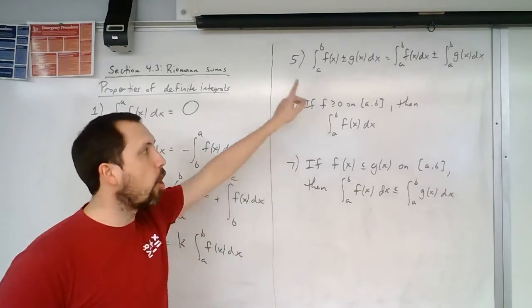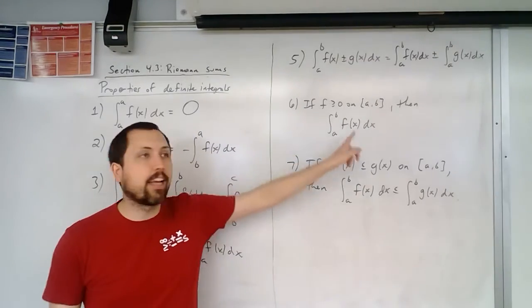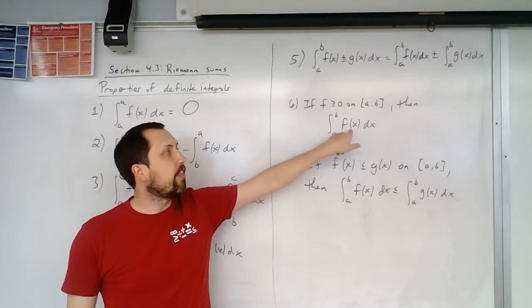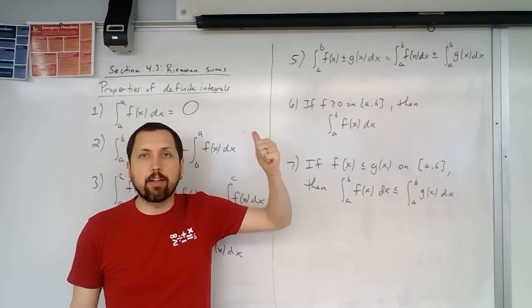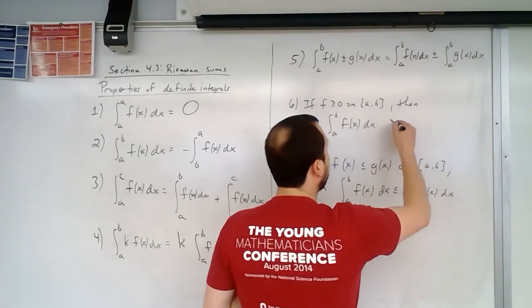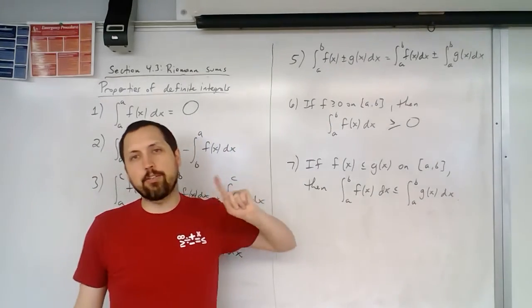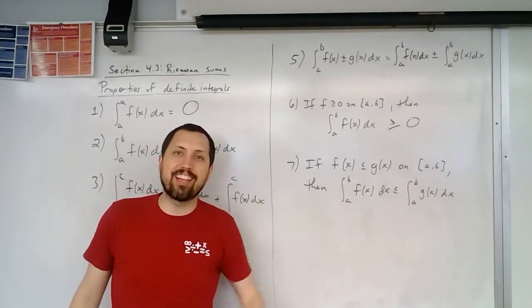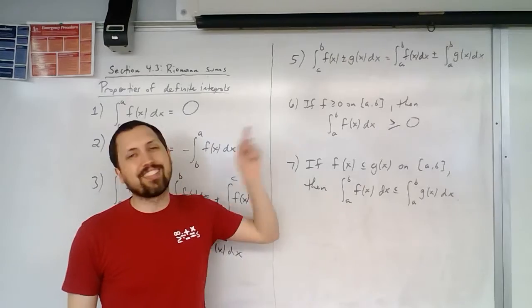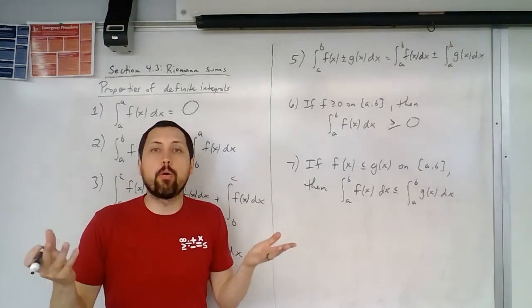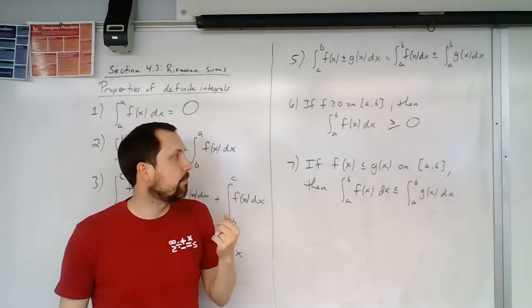If my function is always positive or not negative, greater than or equal to 0, then this area, we just talked about this, is always going to be greater than or equal to 0. If this was always less than or equal to 0, then the area is going to be less than or equal to 0. And if it's not, if it changes, then we don't know. It's going to be some type of net area.